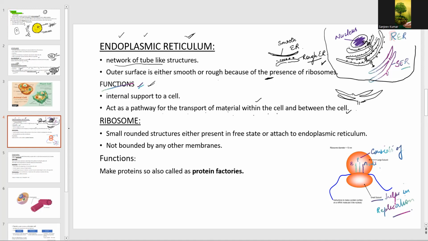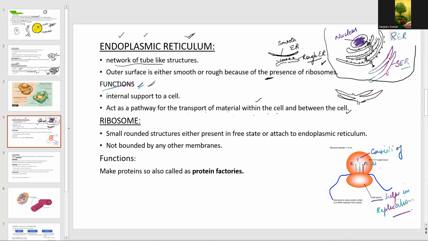Now, next is the ribosome. We are talking about the ribosomes which are present on the ER. Ribosomes are small rounded structures which are either present in the free state or attached to the ER. A question can come from here: what type of ER is it, and what is rough endoplasmic reticulum? Rough endoplasmic reticulum is the one on whose surface the ribosomes are present.